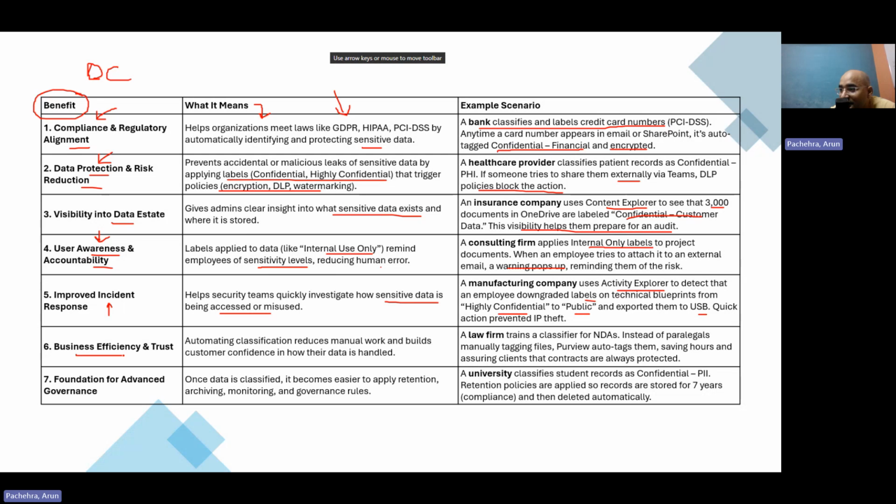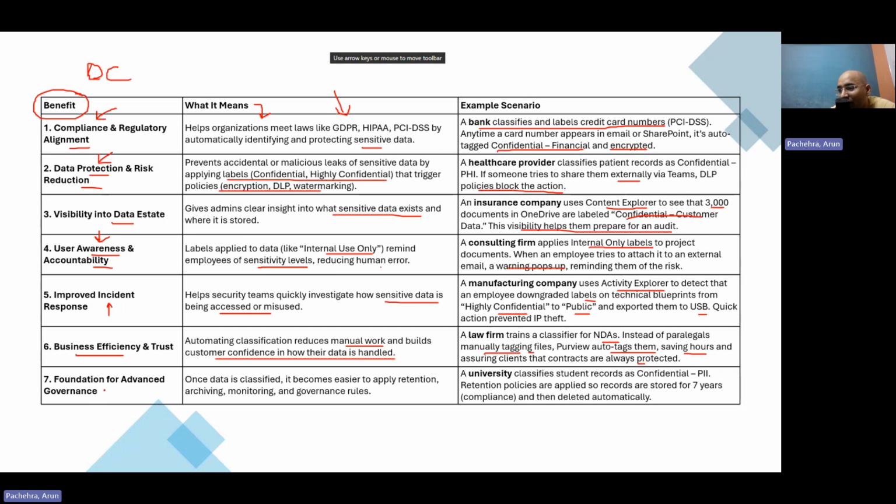Now, business efficiency and trust. Automating classification reduces manual work and builds customer confidence in how the data is handled. Everything is happening automatically, either through pre-trained or your custom SITs. The same goes with the pre-trained AI/ML or your custom model, all happening automatically. So a law firm trains a classifier for NDAs. We have seen that example, right? Instead of paralegals manually tagging files, Purview auto-tags them, saving hours and assuring clients that contracts are always protected.